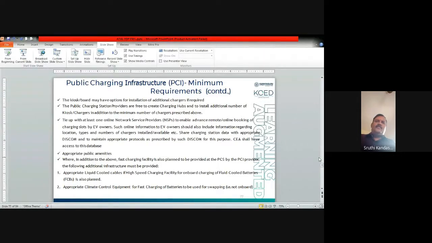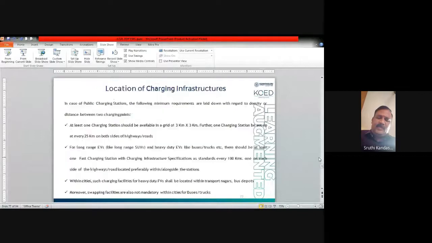Appropriate public amenities were, in addition to the above, the fast charging facility is also planned to provide the following. Appropriate liquid coolant cable if a high-speed charging facility for onboard charging is also needed. Appropriate climate control equipment for fast charging batteries to be used for swapping of the batteries. Sometimes in some critical conditions, if the charging station already has charged batteries, they can swap the battery and charge. So such kind of features are also there.